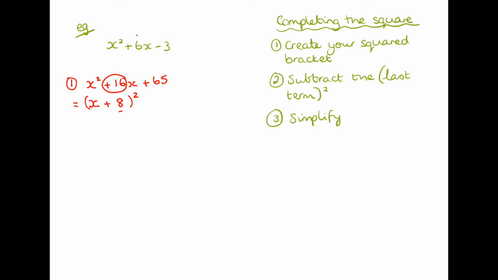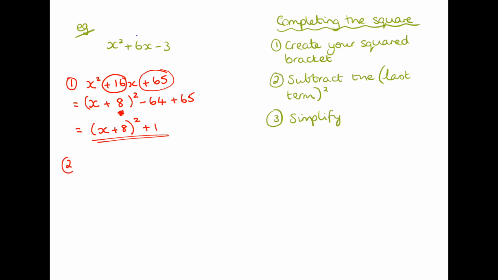So this is the last term in the bracket, and we're going to subtract that squared. So 8 times 8 is 64. Don't forget, we've still got plus 65 from here. Okay, so altogether, we've got x plus 8 squared, and then we've got minus 64 plus 65, so that's plus 1. So that's our answer, and that's all the working that we need to show. We don't need to do anything else.